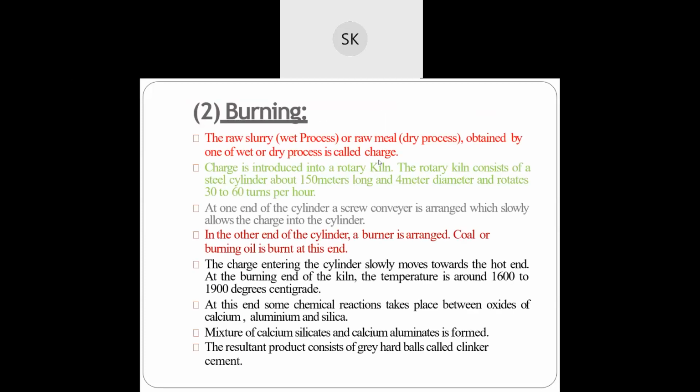Now after mixing, next is burning. The raw slurry in the wet process or raw meal in the dry process, obtained by one of the wet or dry processes, is called charge. So the mixed material you got from the mixing by wet process or dry process is called charge. Charge is introduced into a rotary kiln. The rotary kiln consists of a steel cylinder about 150 meter long and 4 meter diameter and rotates, processing 30 to 60 tons per hour. At one end of the cylinder, a screw conveyor is arranged.